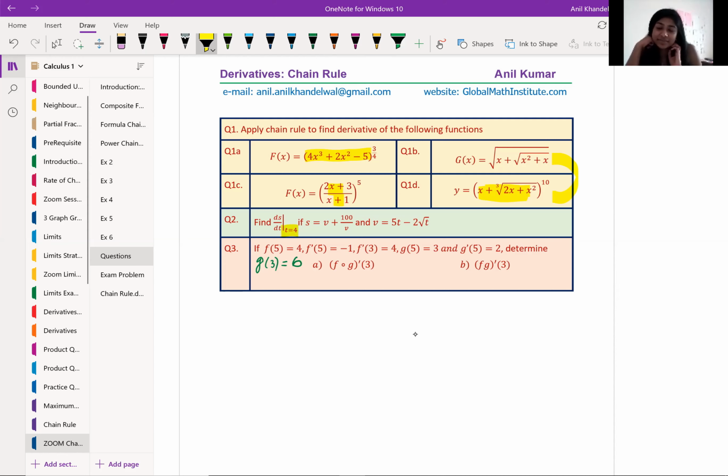It's important to go in a flow rather than going back and forth. When we are given only t equals 4, what is s? Let's put t equals 4, find v first, and then get s. At least at t equals 4, we know all the three.